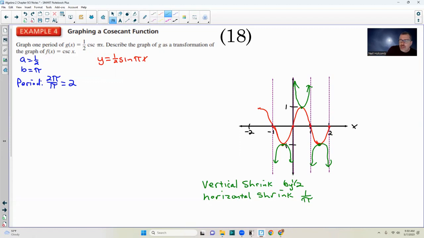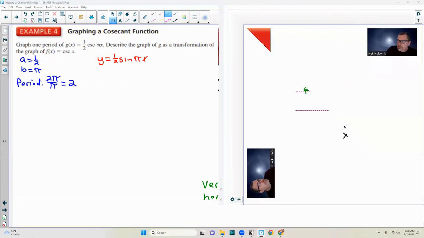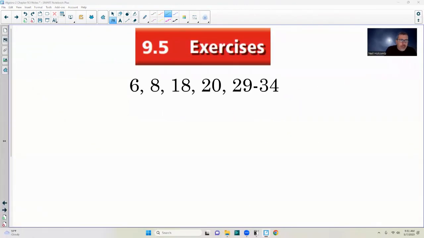Now try that on exercise 18. Okay, so that brings us to the end of chapter 9.5. I only gave 4 exercises, one for each example: 6, 8, 18, 20. I would recommend doing more than that, but I'm just going to have you try one of each for the homework assignment. And then 29 through 34 is matching. Check with your calculator until you get a hang of this and make sure you're doing it correctly.